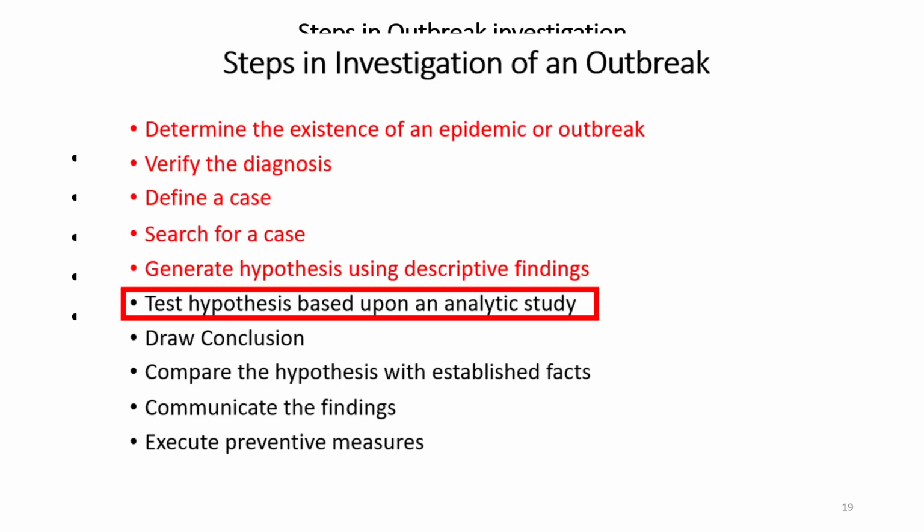Okay, so we have seen the first 5 steps, that is determining the existence of the outbreak, verifying the diagnosis, defining a case, searching for cases, and generating a hypothesis. What is our next step? Our next step is to test the hypothesis using analytical studies. Okay, so we have two ways. One is by contrasting the theories with already established facts, and another is by analytical epidemiological studies to determine the causation and measure the probability of risk.